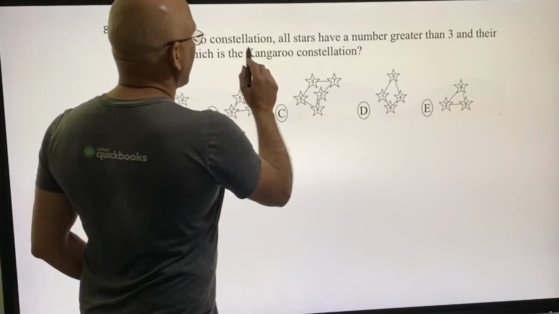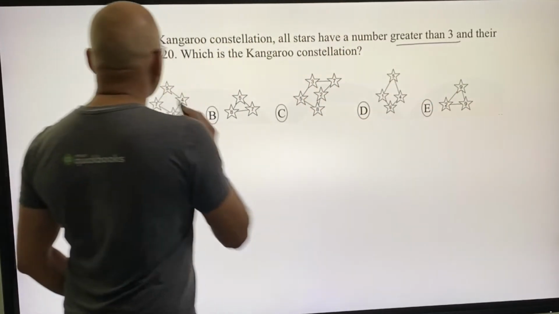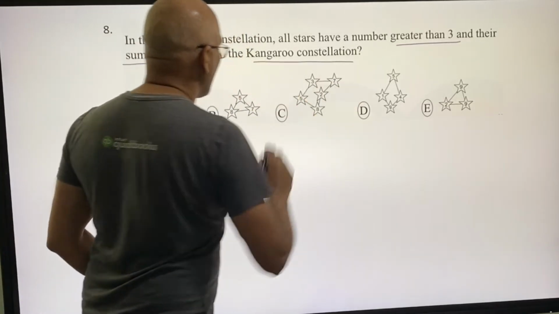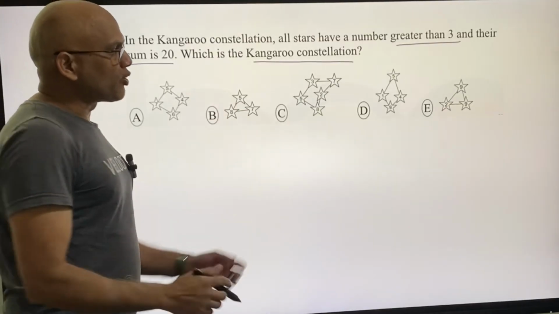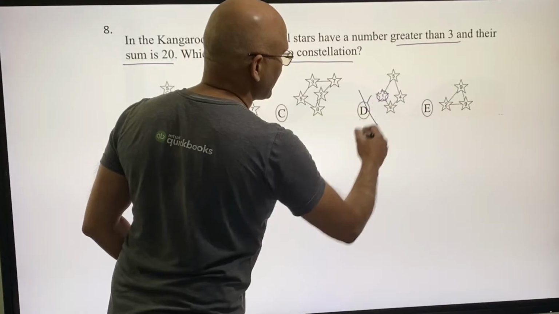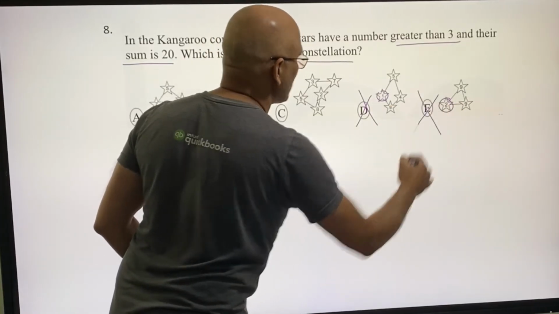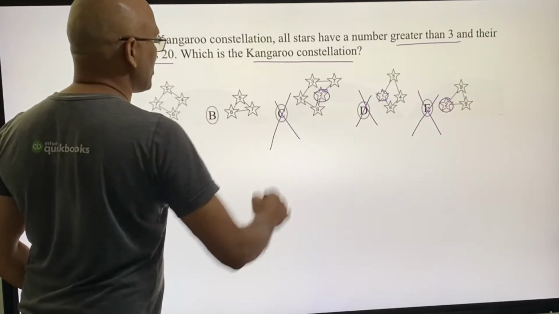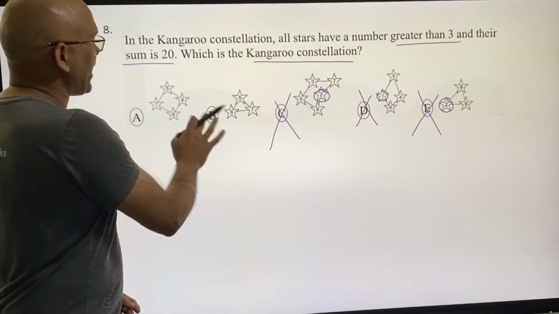In the Kangaroo constellation, all stars have numbers greater than 3, and their sum is 20. Which is the Kangaroo constellation? Okay, so all the numbers have to be greater than 3, so we can clearly see that this is 1, not greater than 3, so D cannot be the correct choice. Again, 2 is not greater than 3, so E cannot be the correct choice. 2 here is not greater than 3, so C cannot be the correct choice. So the remaining are these two, A and B.